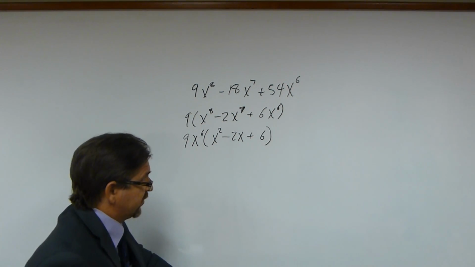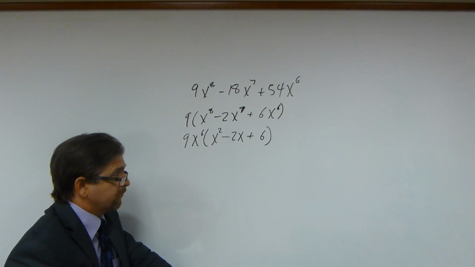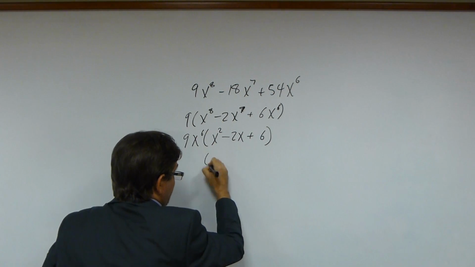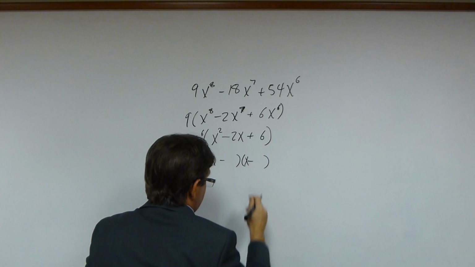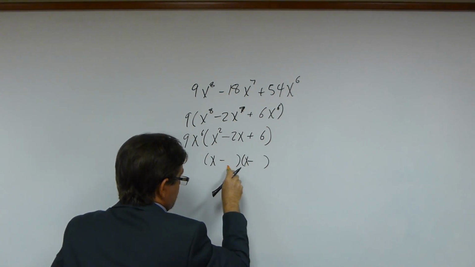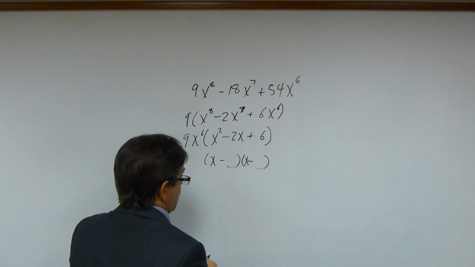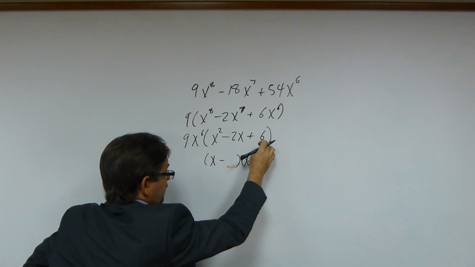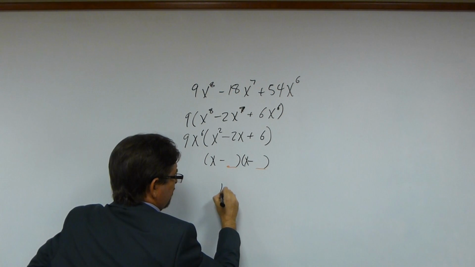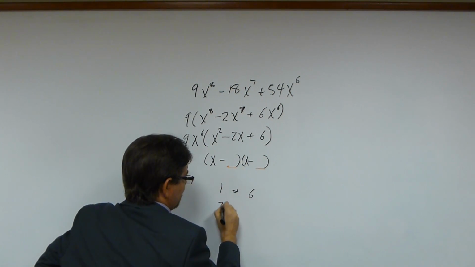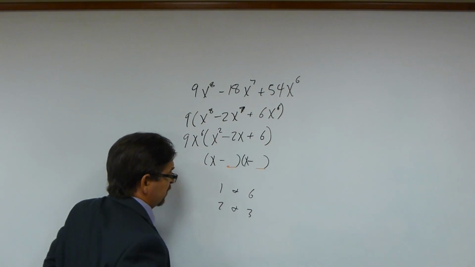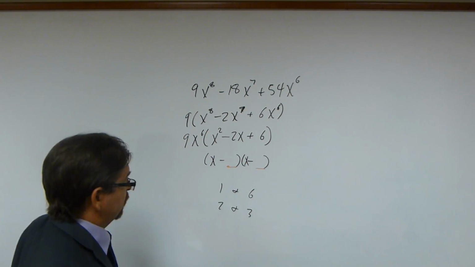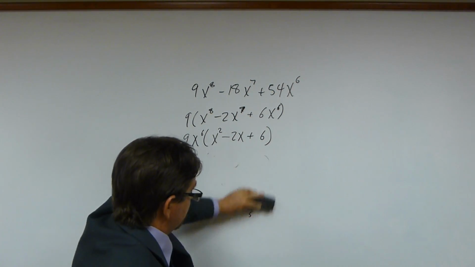Okay, can we reduce this any further? No. That's as far as we can go right here. We could take a look at trying to set this up like x minus something, x minus something, right there. But the things to get 6, I mean 1 and 6, 2 and 3. Yeah, there's no way we're going to add those and get 2. Okay, so we're done here. That's as far as we can go on this one.